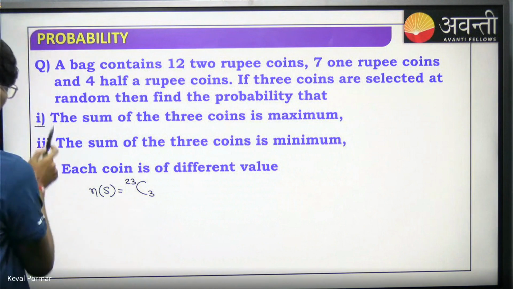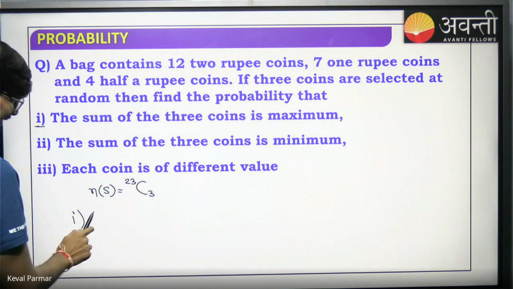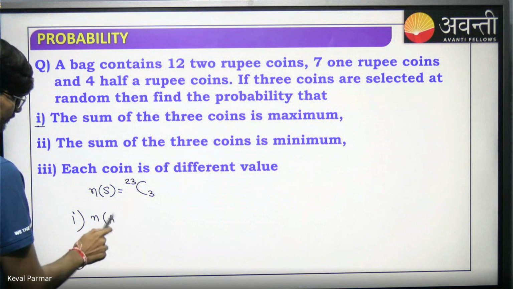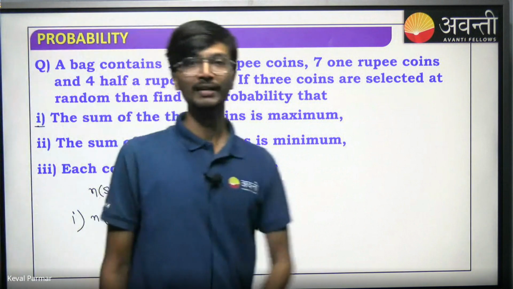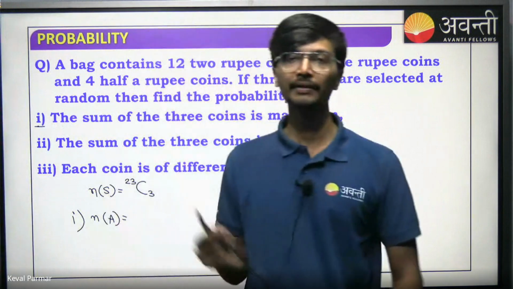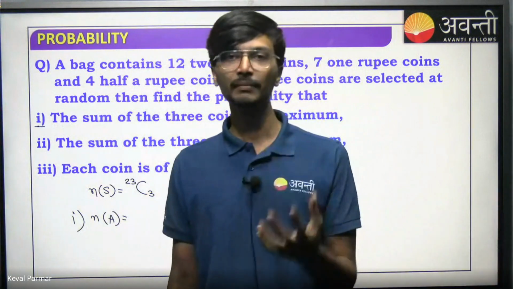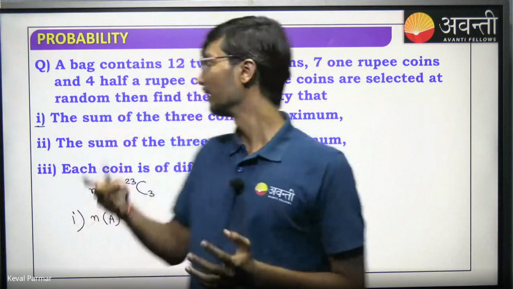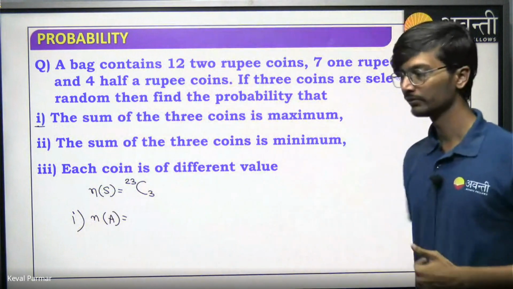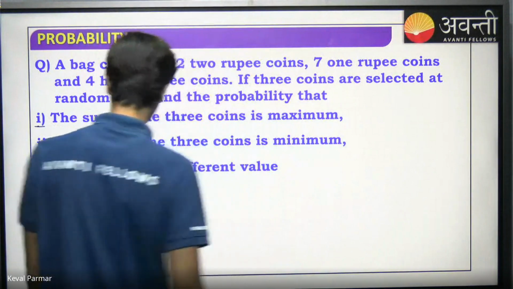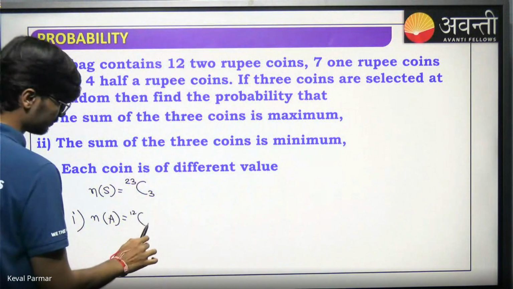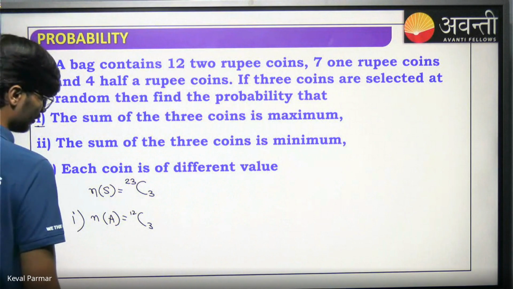First one, let it be event A. The sum of 3 coins is maximum. Now, when will the sum of 3 coins be maximum, guys? The sum of the 3 coins will be maximum when all the 3 coins are 2 rupee coins. How many 2 rupee coins are there, guys? 12. So all the 3 coins are from the 2 rupee coins, 12c3.